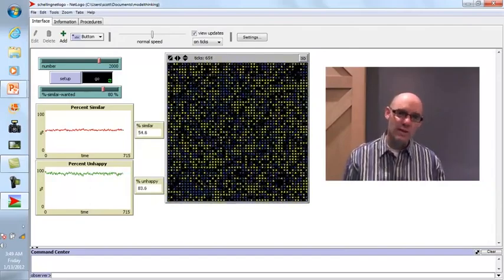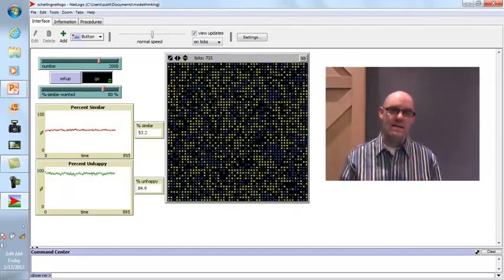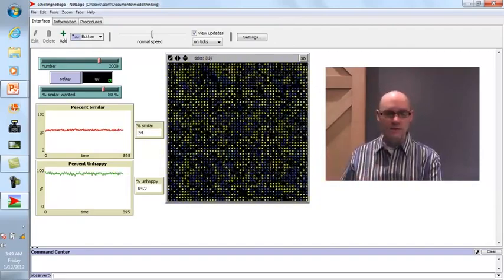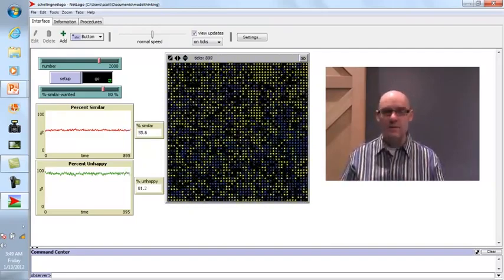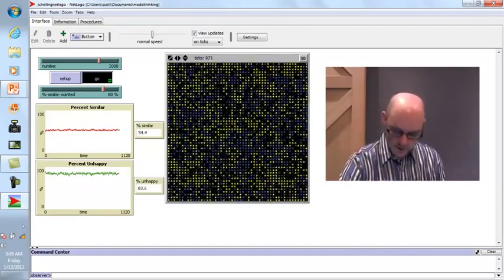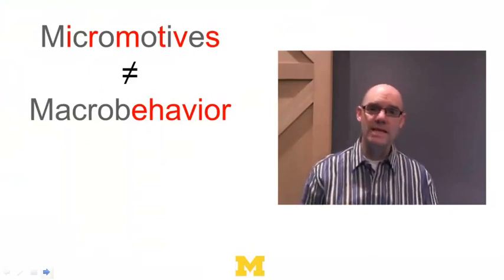So what Schelling's model tells us, again, in this really very simple way, is that what happens at that macro level, segregation by race, by income, by all sorts of other things, may not be because of the fact that at the micro level, people are that intolerant. So the micro and the macro may not align. Okay, so that's the big lesson, right? Micro motives need not be equal to macro behavior.